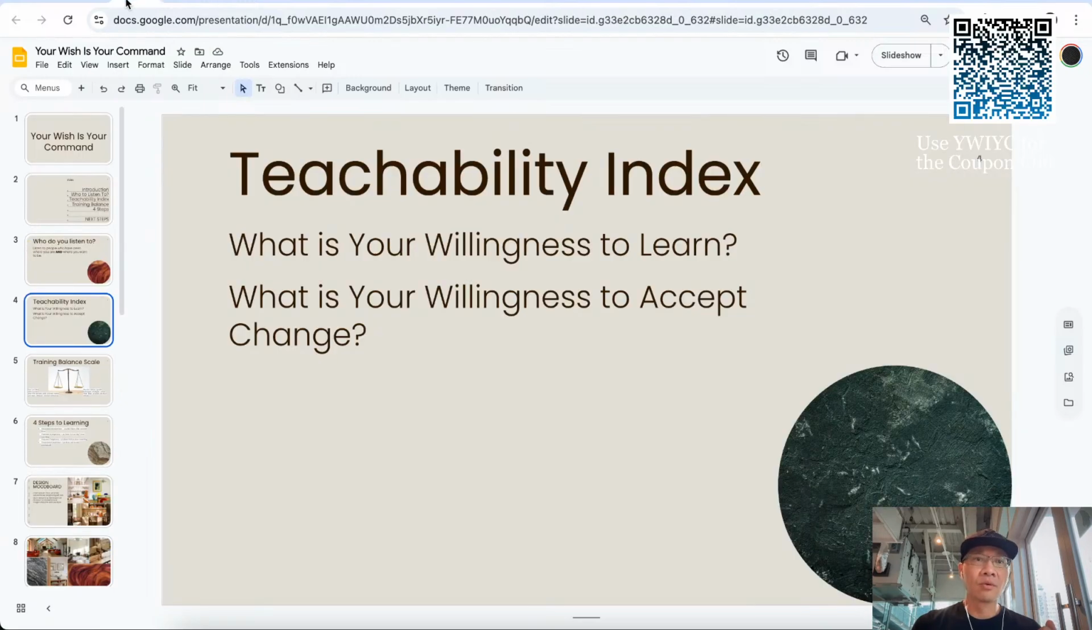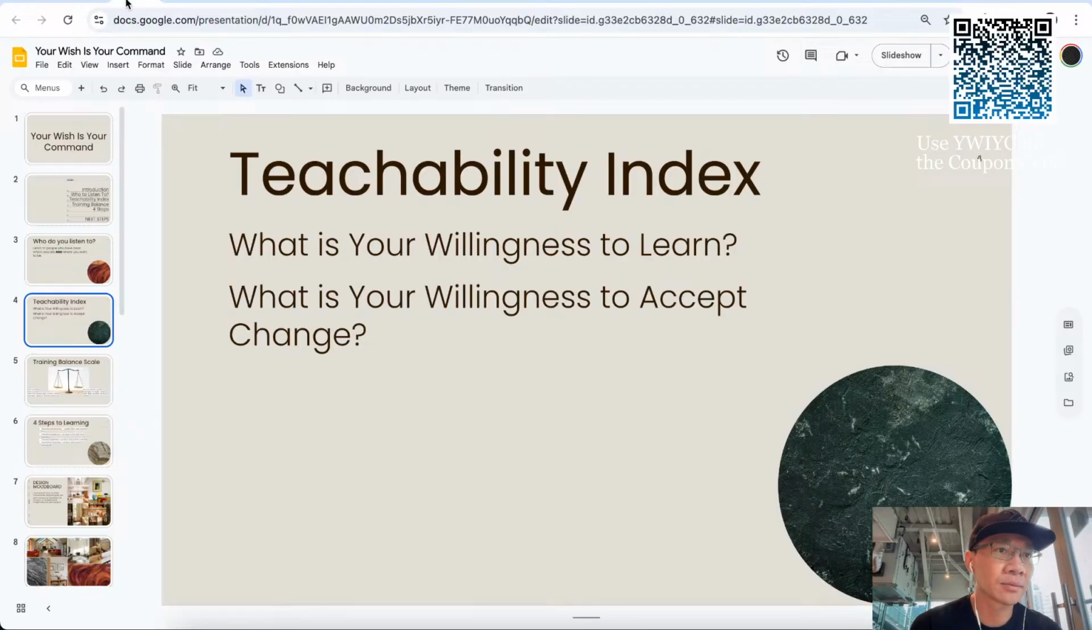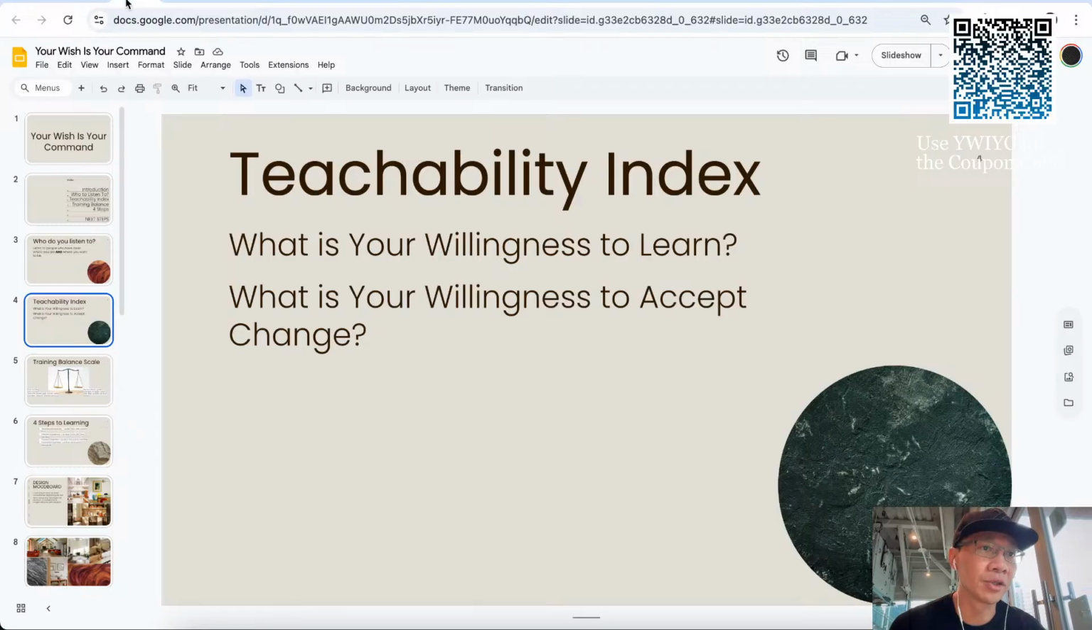So before I move on, I just wanted to see if anybody has any questions for me. What's going on? Any questions about the Teachability Index? We have a lot of things. I'll be sharing a lot of information today. Be happy to. And do you have any questions for me? Be happy to go over any specific questions you may have.